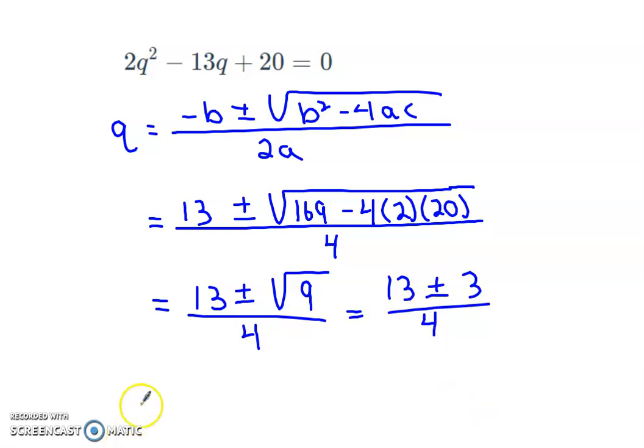So we can calculate what our answers are here. Okay. Negative 13 plus 3 is 16 fourths, or 16 over 4, so that's 4. And 13 minus 3 is 10. 10 over 4 is 5 halves. And there are your two answers. Okay.